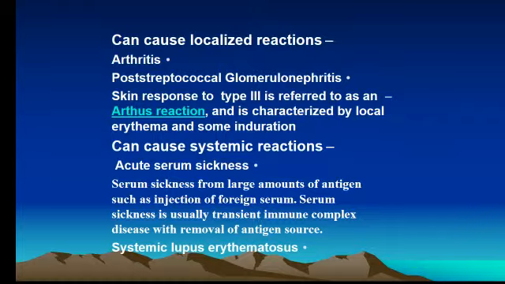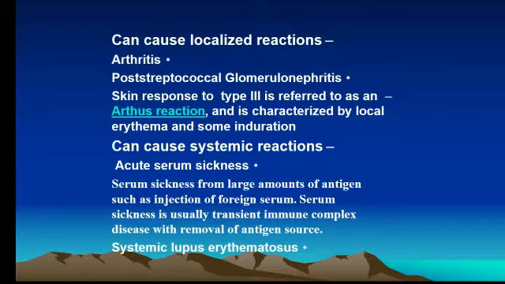Skin response to type 3 is referred to as Arthus reaction and is characterized by local erythema and some induration. It can cause systemic reaction, acute serum sickness. Serum sickness results from a large amount of antigen, such as injection of foreign serum. Serum sickness is usually a transient immune complex disease with removal of antigen source, and systemic lupus erythematosus.